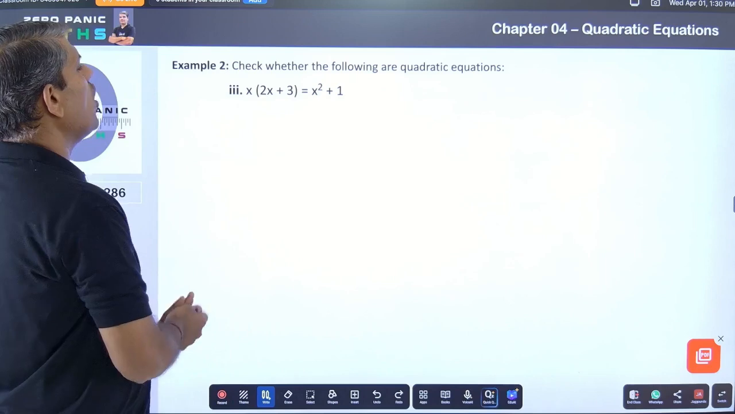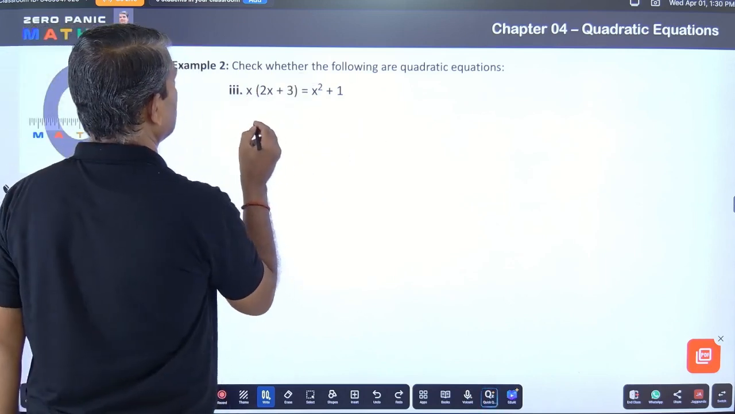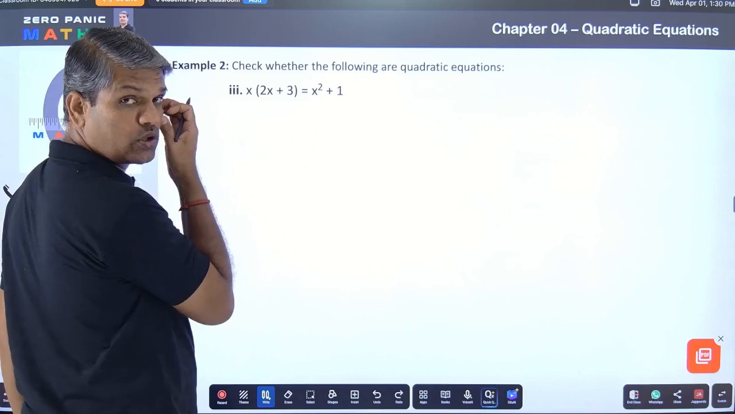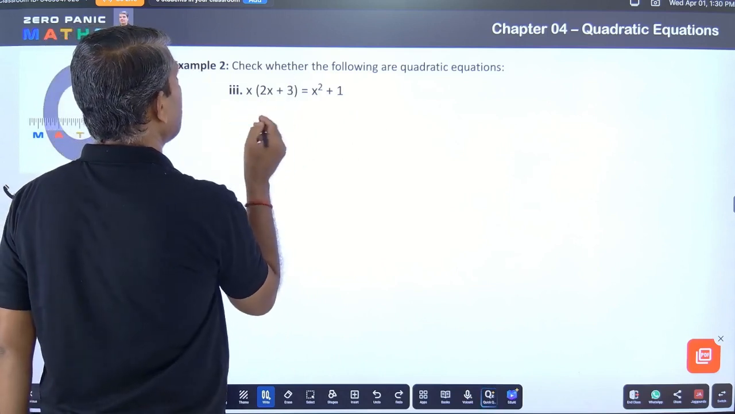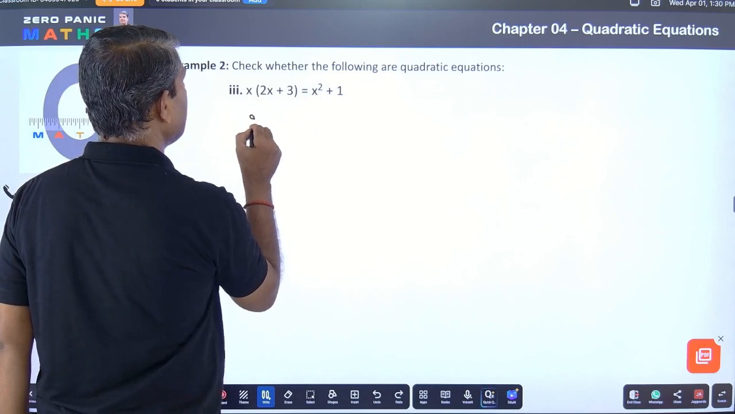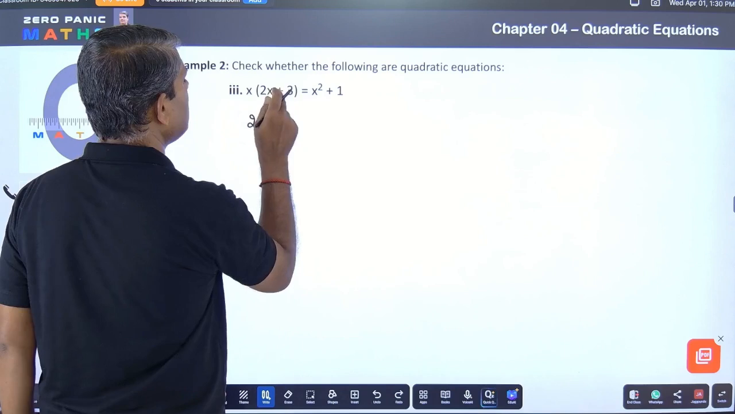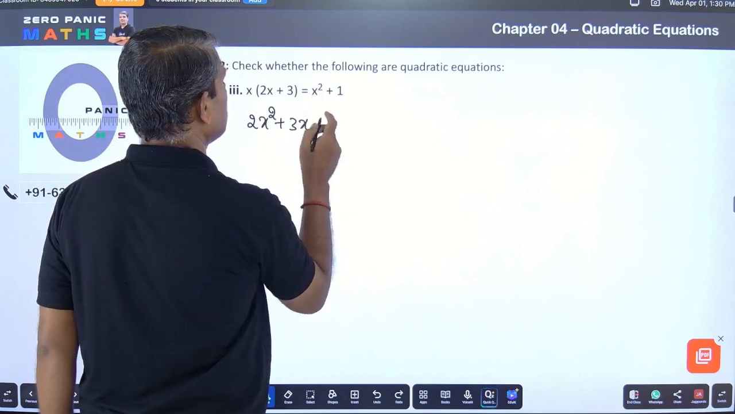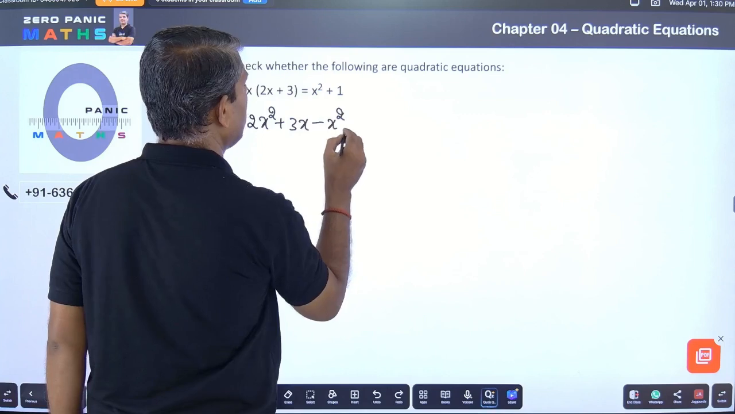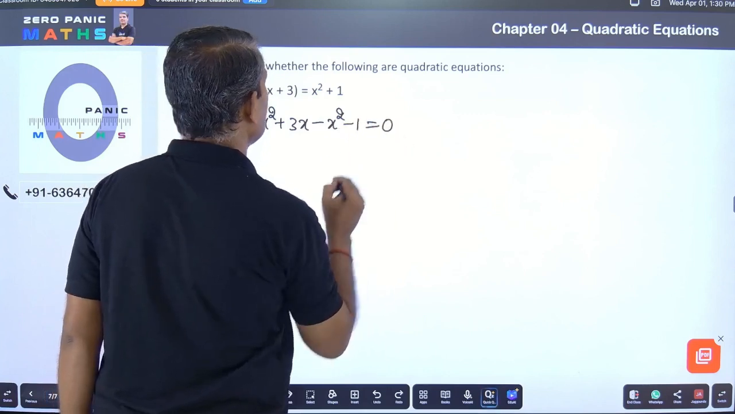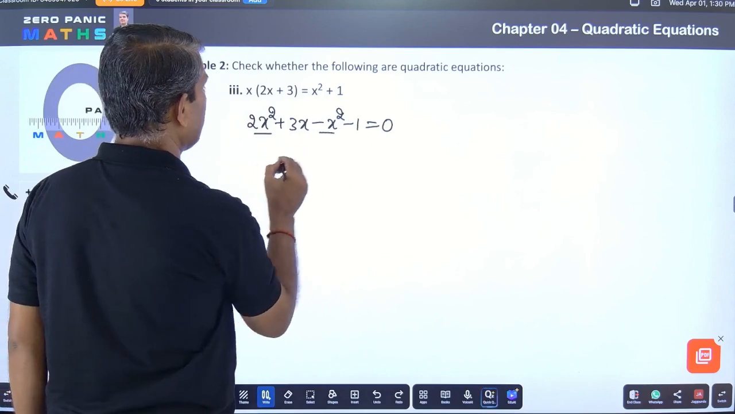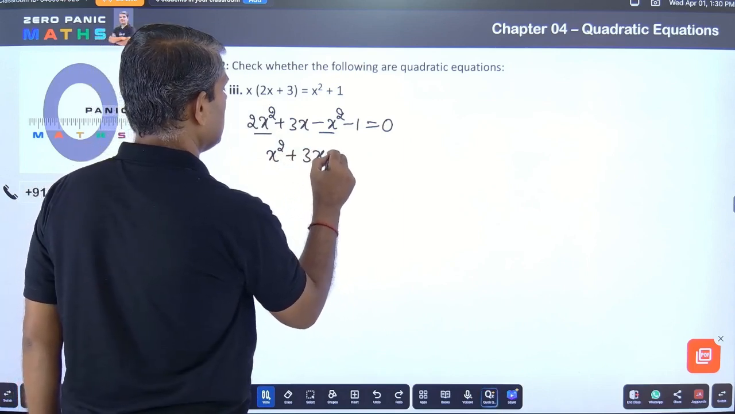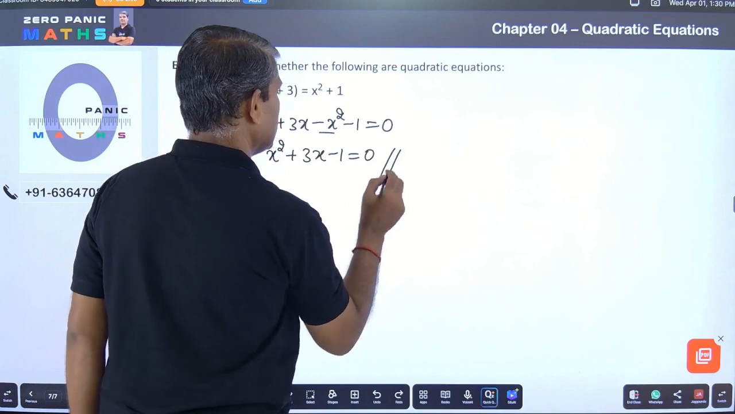Let's see what this equation will become. Okay, x into 2x square. There is no standard form that I can use to resolve it, so you can go by the usual method. X into 2x is 2x square, right? X into 3 is 3x, and x square, you take it to the left side, will become minus x square, and minus 1 is equal to 0. So it is 2x square minus x square is 1x square, plus 3x minus 1. See, so simple it is.